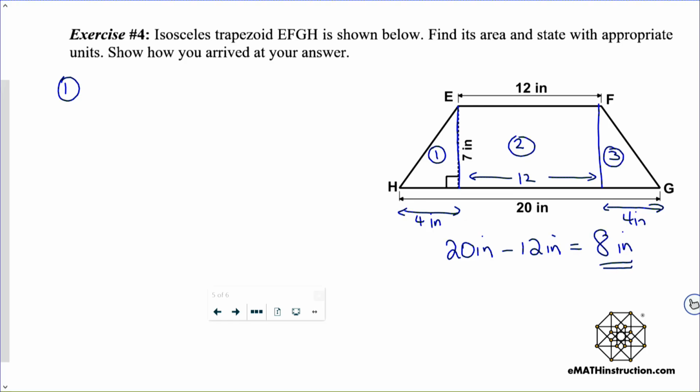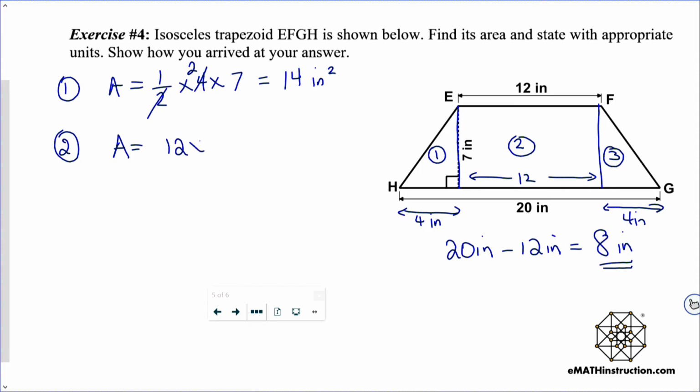For figure 1, we've got the area. It's a triangle, so that's going to be 1/2 times 4 times 7. Again, I'm going to just divide that 4 by 2 and get 2. And so that will be 14 square inches. Figure 2 is that rectangle, so that's just going to be 12 times 7. And that is 84 square inches. You can always sort of do that on the side of your paper if you don't know it off the top of your head.